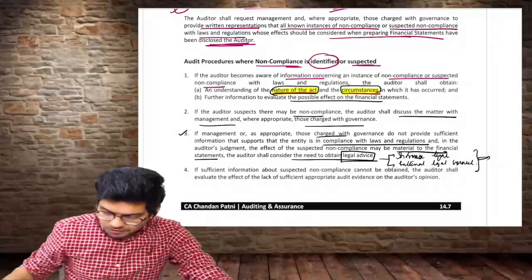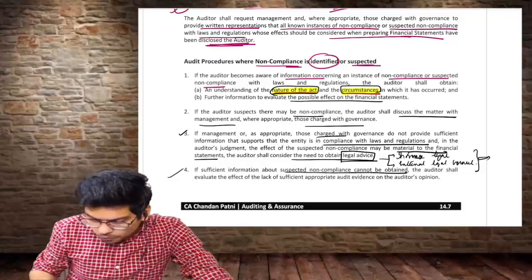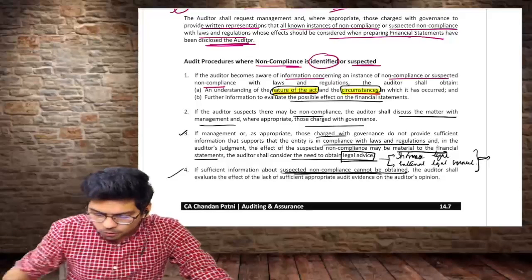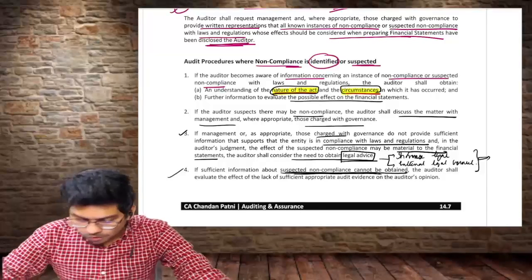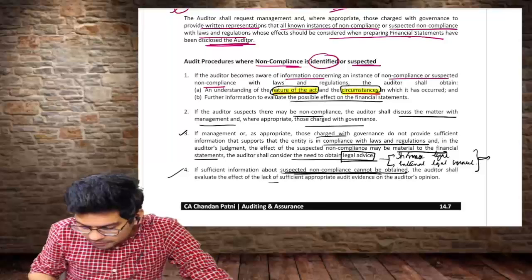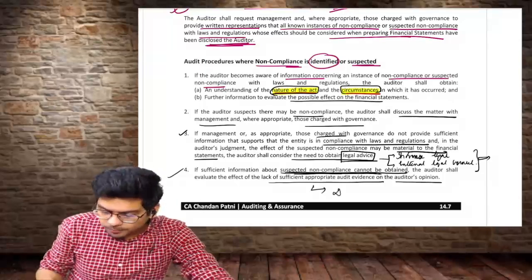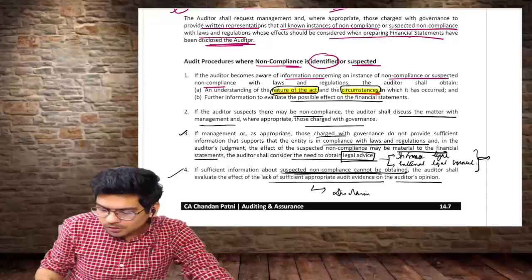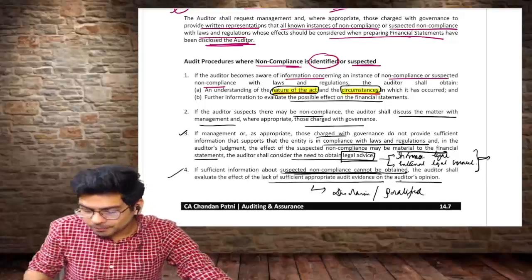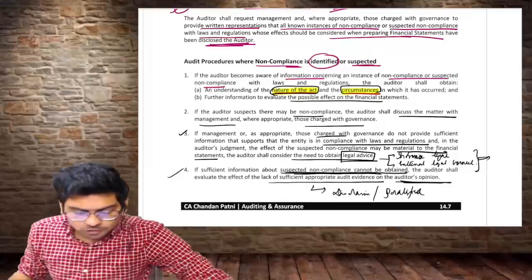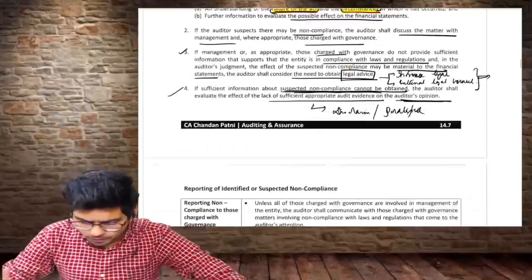All right. Now after this, if sufficient information about suspected non-compliance cannot be obtained, if you have doubts, the auditor shall evaluate the effect of lack of sufficient appropriate audit evidence on the audit report. So probably if he is not able to gain it, then he might disclaim, or might come up with a qualified opinion as well. He might have to consider the impact on the audit report. Okay, so these are the procedures when non-compliance is identified or suspected. Very, very simple.